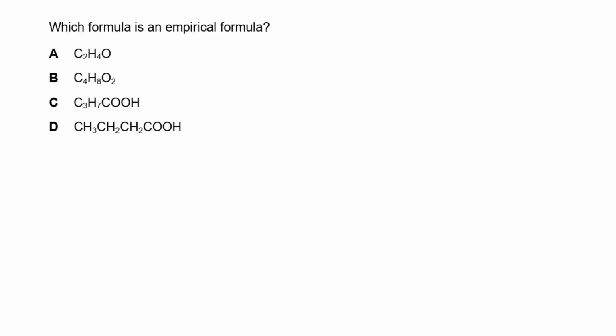So the answer now is Fe2O3, the letter C is the correct answer. Which formula is an empirical formula? C2H4O, C4H8O2, C3H7COOH, which is CH3, CH2, CH2, COOH.